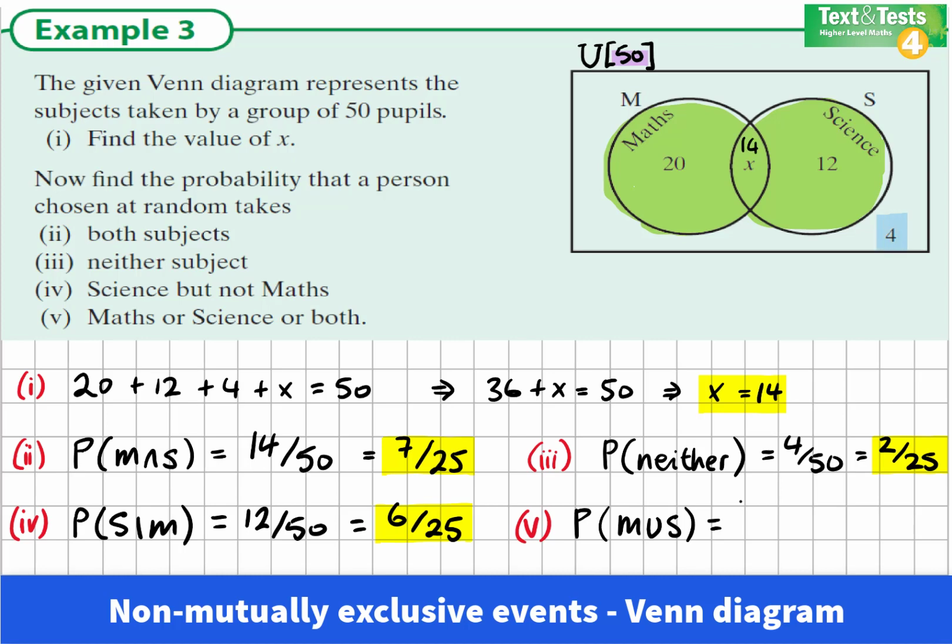A quicker way of getting 46 though would be just take 4 from 50. There's 4 that don't study it, everyone else does. So 46 out of 50 is 23 out of 25. And that's the last solution.